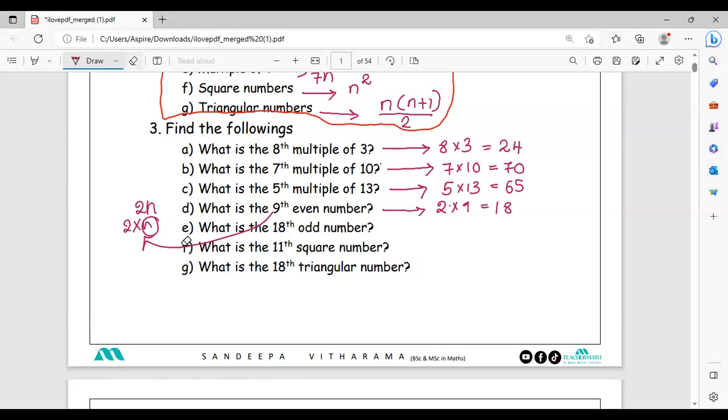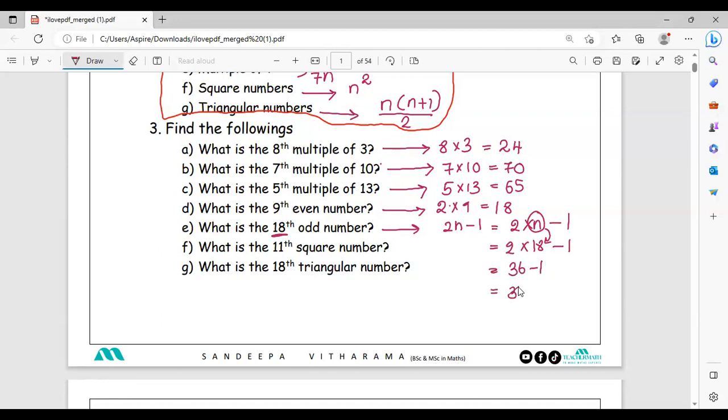When you find a particular given term, you have to substitute that number instead of n. The general term of an odd number is 2n minus 1. 2n is obtained by 2 times n. Subtract 1. Then 2 multiplied by 18. Instead of n, we substitute 18. 2 into 18 is 36. Subtract 1. Answer is 35. Have you got this answer like this? This is how we find the odd number.